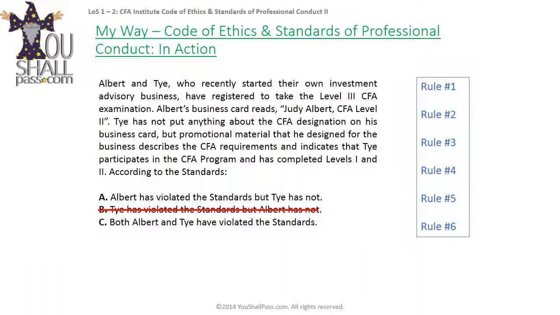Now, the CFA Institute does not stop anyone from telling others that they are in fact candidates for the CFA Charter. And it doesn't also prevent them from giving out factual information such as the course content of the CFA Charter exams or how many exams they've passed. Since TIE's promotional materials do not include anything beyond the facts, TIE has not violated rule number 6. Therefore, the correct answer is choice A. This program was about Standard 7B, reference to the CFA Institute, the CFA designation, and the CFA program.